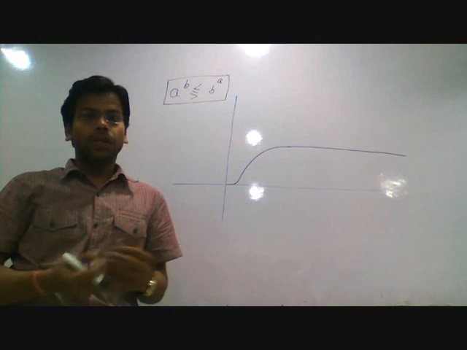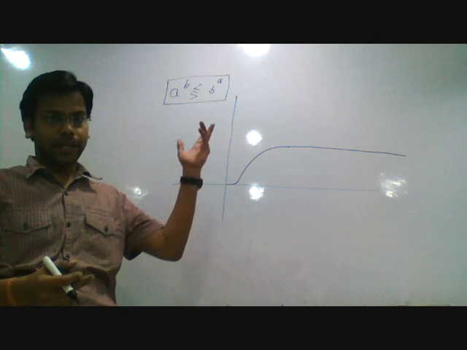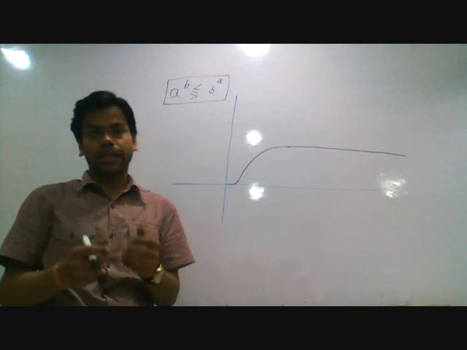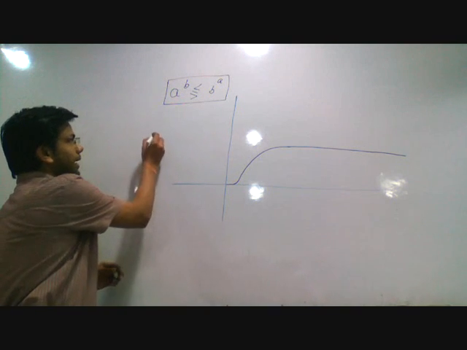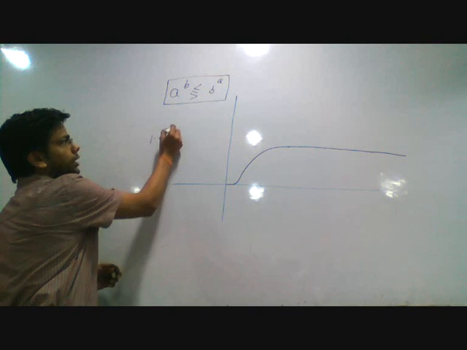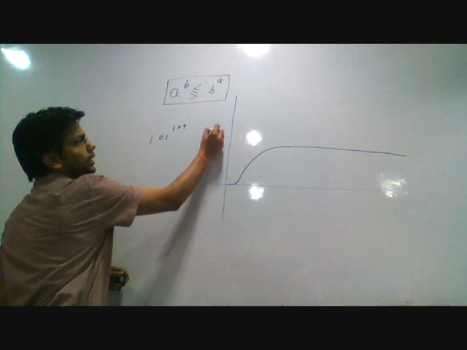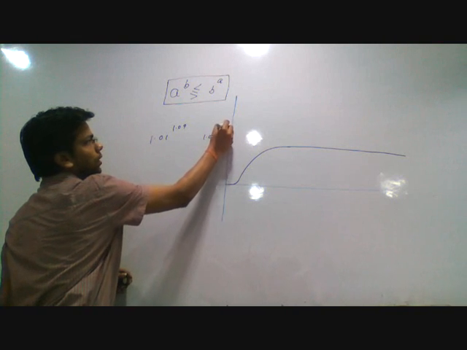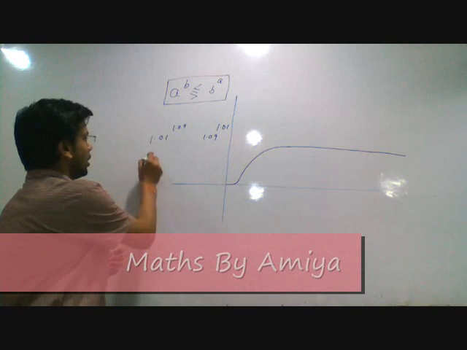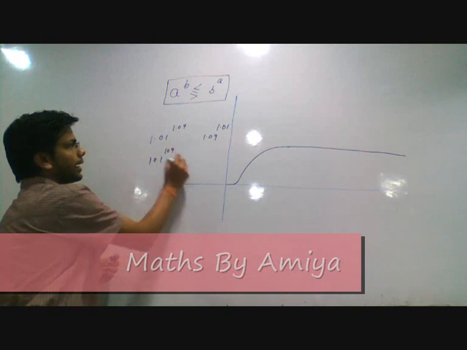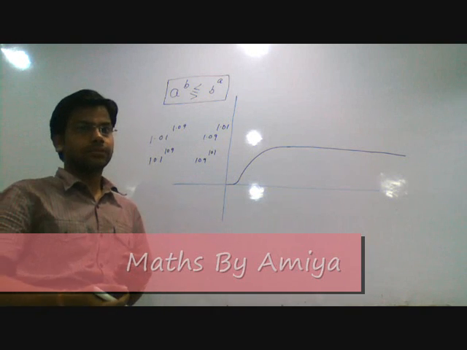Hello. Today we compare surds or indices of the form a raised to power b and b raised to power a. Which one is bigger or equal? For example, 1.01 raised to power 1.09 or 1.09 raised to power 1.01. Which one is bigger or smaller? Or 101 raised to power 109 and 109 raised to power 101. Which one is bigger or smaller?